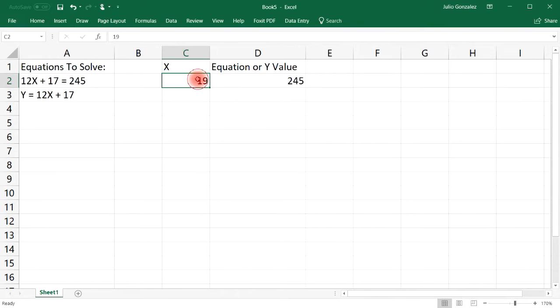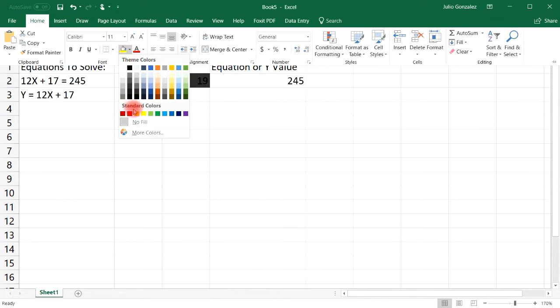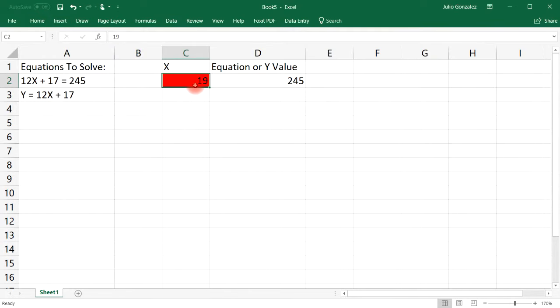And so that's basically it. This here is our answer, which I'm going to highlight the background. Let's choose red. So that's our answer. x is equal to 19. That's how you can solve a linear equation using the goal seek feature in Excel. Now let's try another example. Let's try a quadratic equation.